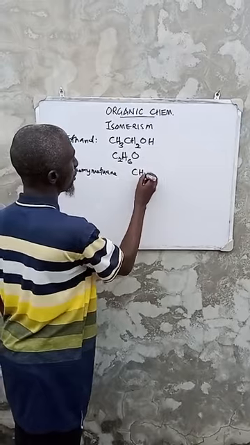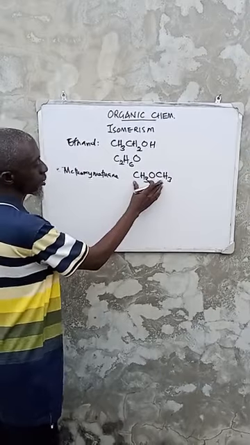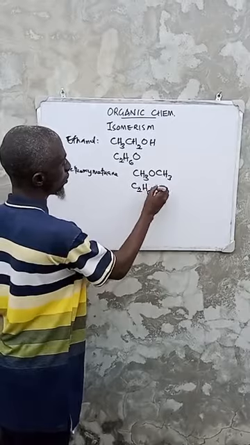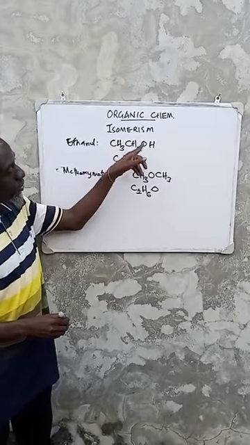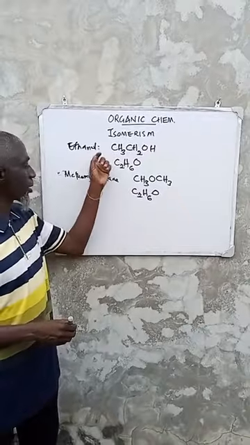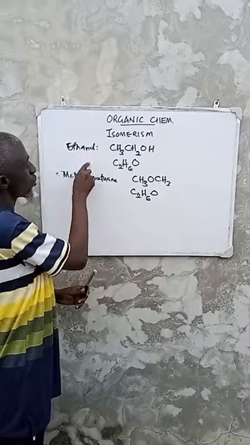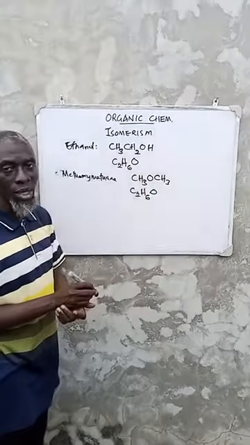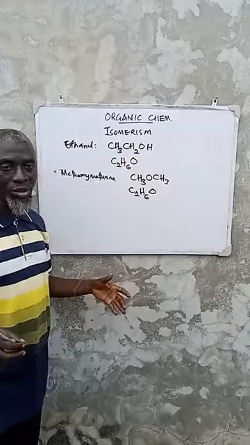Likewise, let's look at another one. So this one is CH3OCH3. Once again, if you look at the number of carbon, 2, number of hydrogen, 6, and number of oxygen, 1. We have written the structural and the molecular formulas for both of them, ethanol and methoxymethane. But we realize that the two of them have the same molecular formula, even though the structural formulas are different. So this phenomenon is referred to as isomerism.